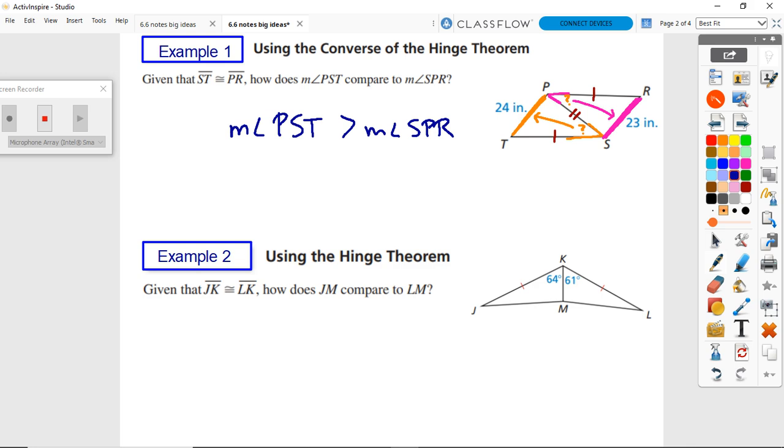All right, second example, and again, it comes down to we are using the reflexive property. We know that JK is the same as LK, so now we can compare JM and LM based on the fact that we know 64 and 61. Since 64 is greater than 61, JM is going to be greater than LM. And whoop, there it is.